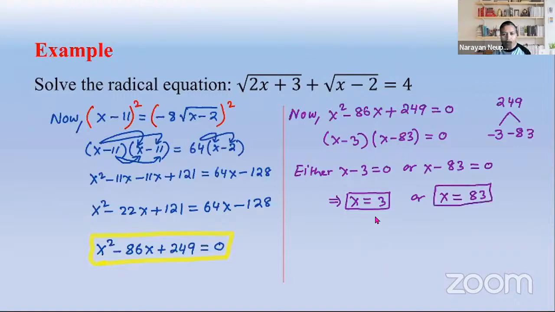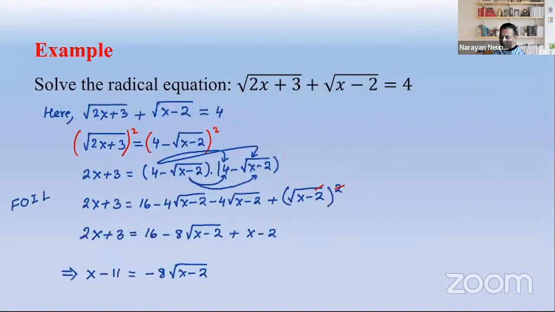We get two values again, x equal to 3 and x equal to 83. But we are not yet done, okay? Because what we are doing is solving that radical equation. So we are not yet done.